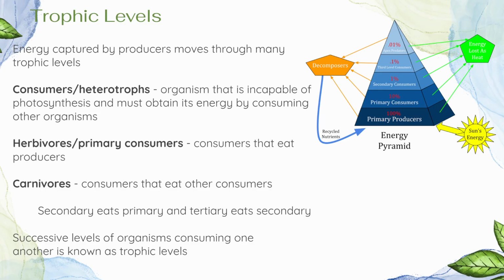Now, we'll talk about trophic levels, which are the successive levels of organisms that consume one another. Consumers, or heterotrophs, are organisms that must obtain their energy by consuming other organisms. There are different types of consumers. Herbivores are primary consumers that eat producers. Carnivores are secondary or tertiary consumers that eat other consumers. And omnivores eat both producers and consumers.